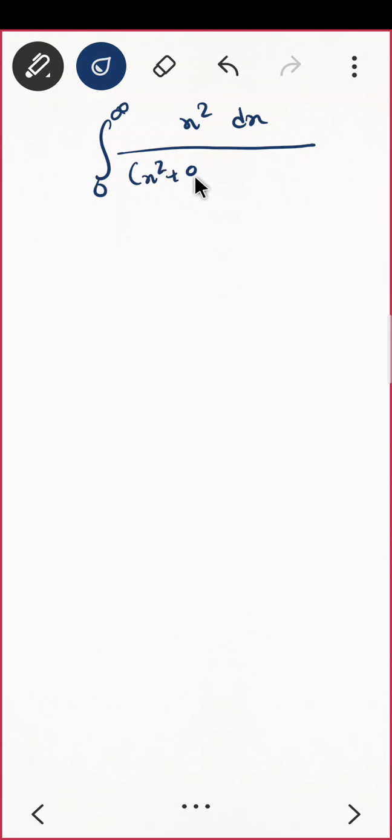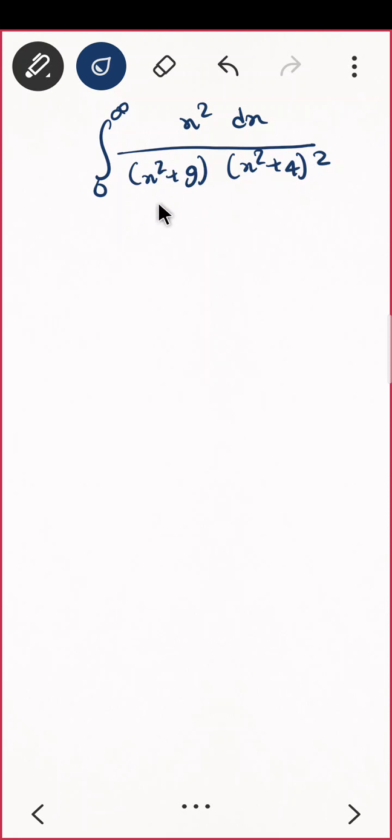Let us do one more example. See this one. Integral 0 to infinity x square dx upon x square plus 9 and x square plus 4, the whole square. Suppose this is the question you are having. How will you do? Find the roots first of all.